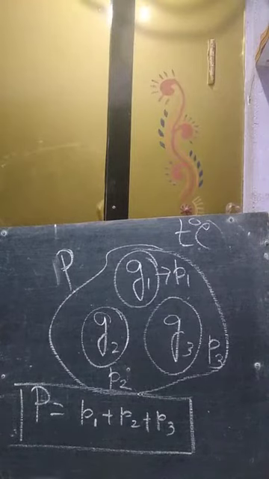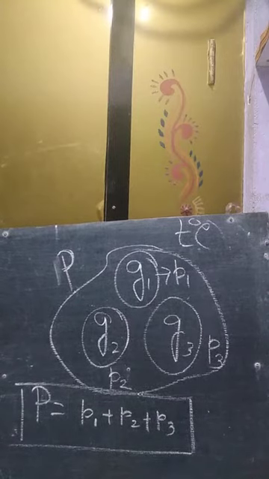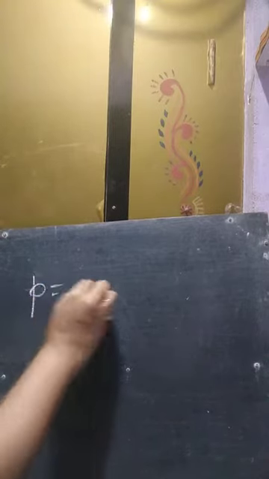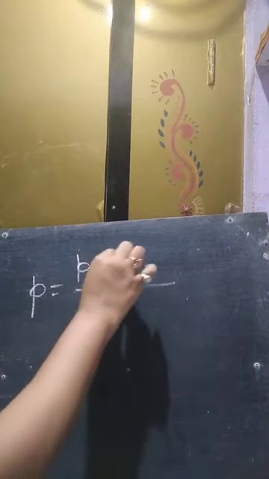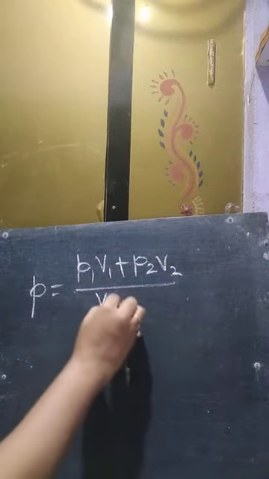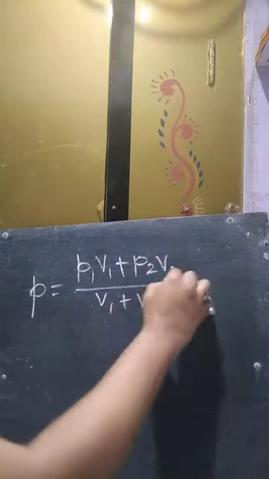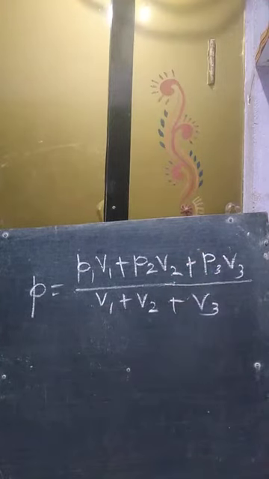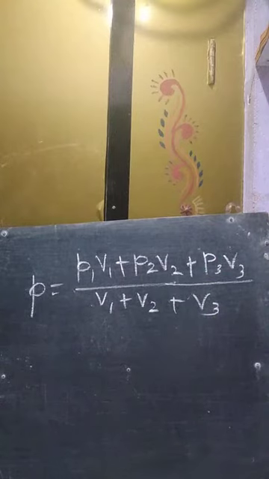And now how will you find this partial pressure? Basically it can be found out by the formula P1V1 plus P2V2 divided by V1 plus V2. If a third gas is there, it will be P3V3 added, and like this it will go on.